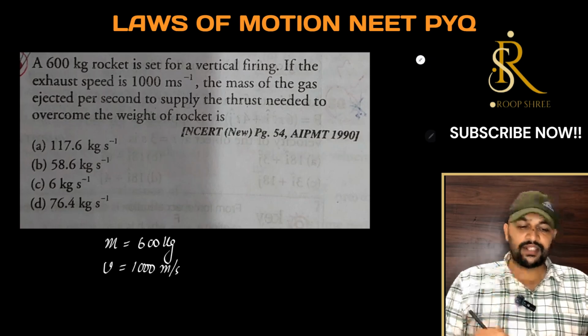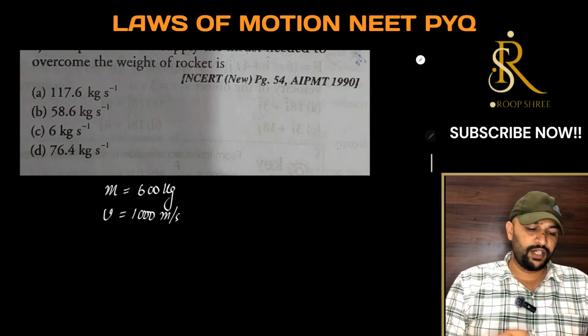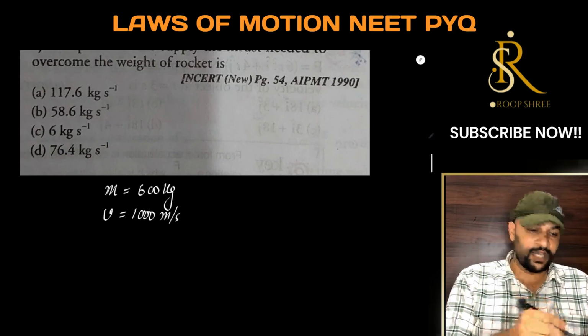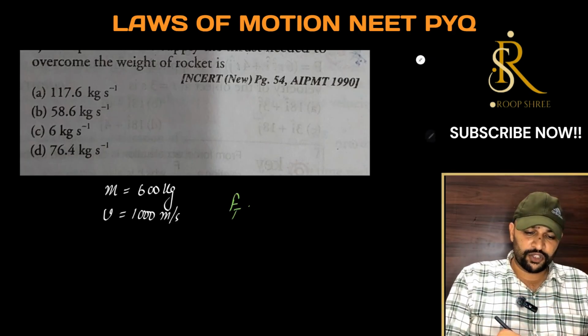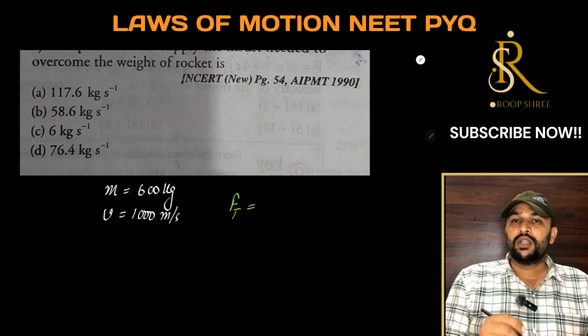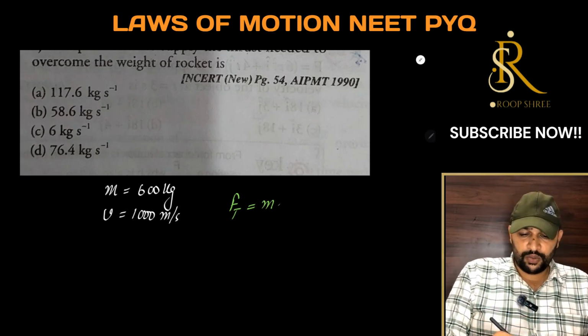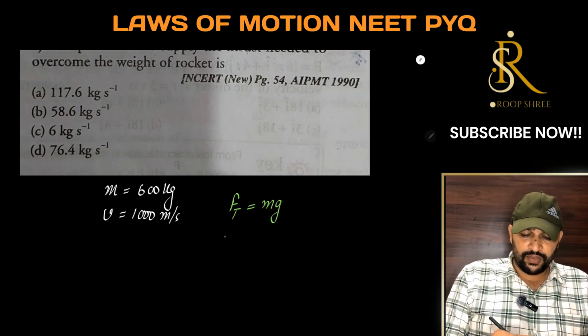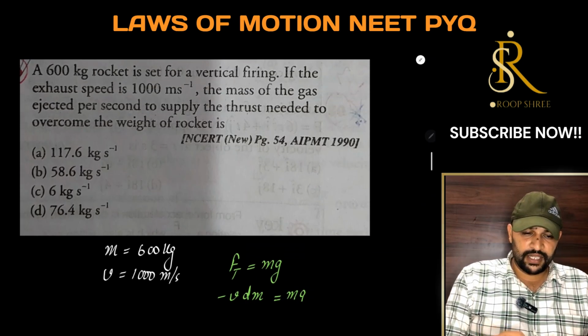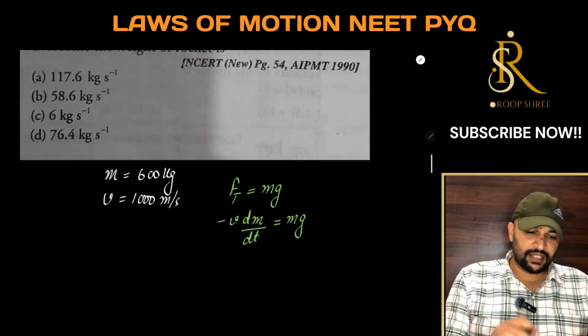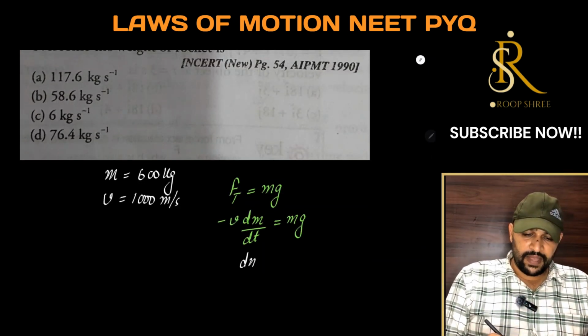The mass of the gas ejected per second to supply the thrust needed to overcome the weight, okay? So let's see that our upward thrust must be greater or equal to the weight. So minimum thrust will be equal to mg, and this thrust will be, we have already seen in the previous question, that it will be minus v dm by dt, correct? That will be equal to mg. I hope this is clear. And they are asking how much? The mass of the gas ejected per second. So dm by dt, that will be equal to how much? Mg upon v, the velocity.